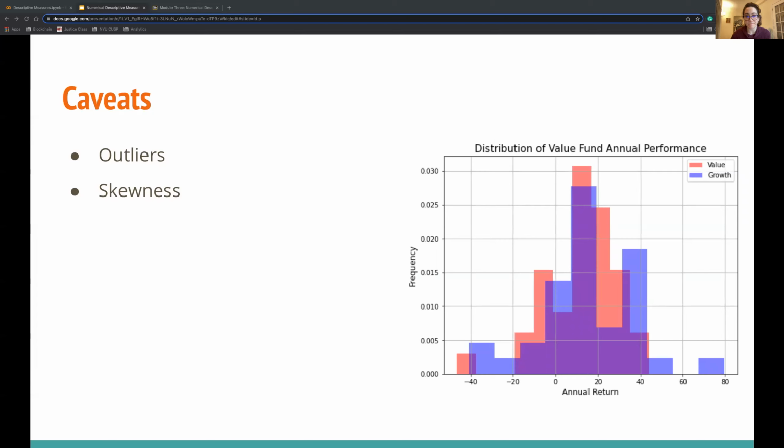We can observe the distribution of values using a histogram to see the central tendency differences between the funds and how both funds have outliers around negative 40%, where the growth fund also has an outlier near a positive 80% annual return. When I use the word outlier, I'm talking about a value that is far away from the cluster of the central mean. And this can actually skew the sample mean.